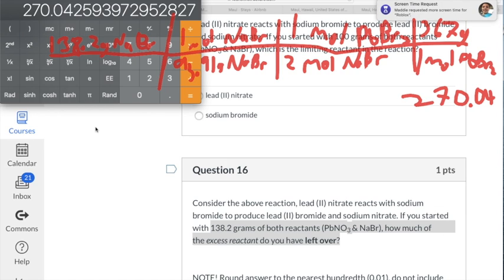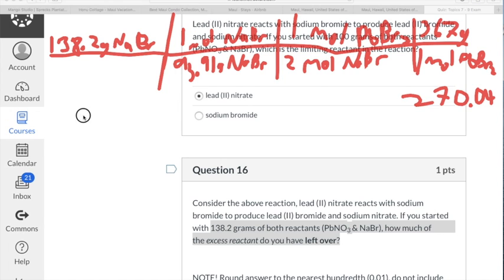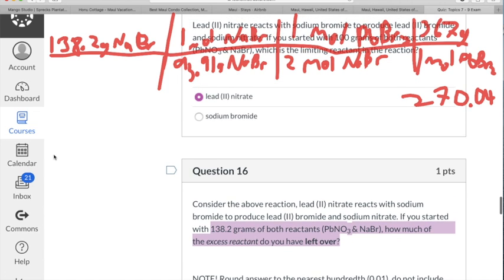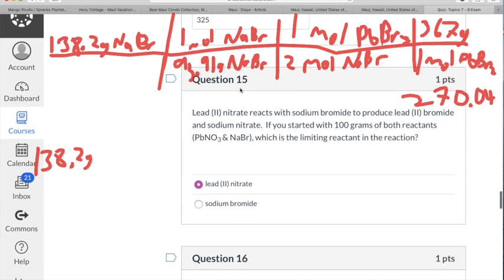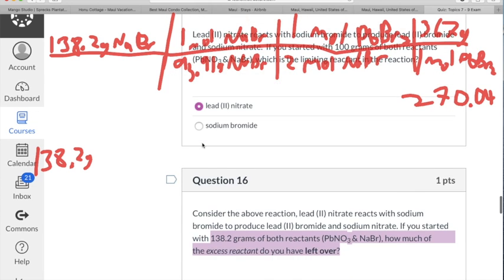So I'm going to figure out how many grams of PbBr2 I make with my 138.2 grams of my other reactant. So I'll do that right here. So same thing. I'll start with 138 grams. Well, 0.2 grams, but instead of the NaBr, I'll do the other thing, which is Pb(NO3)2.